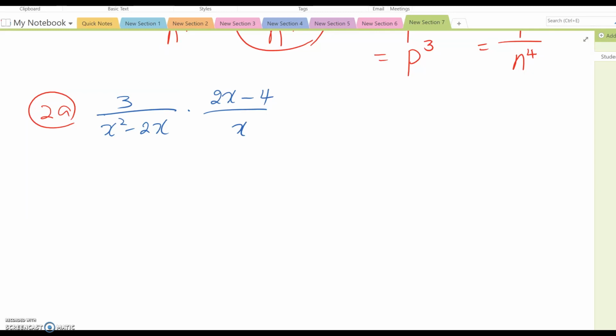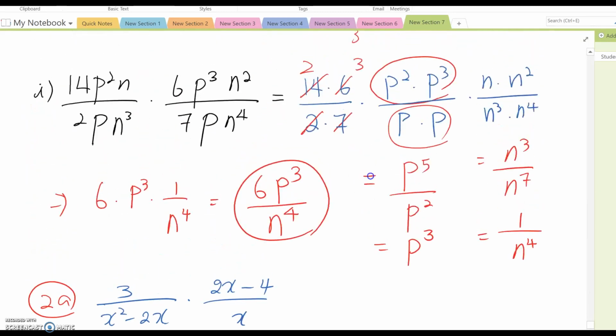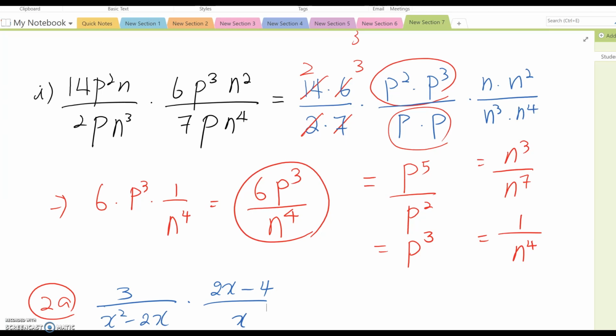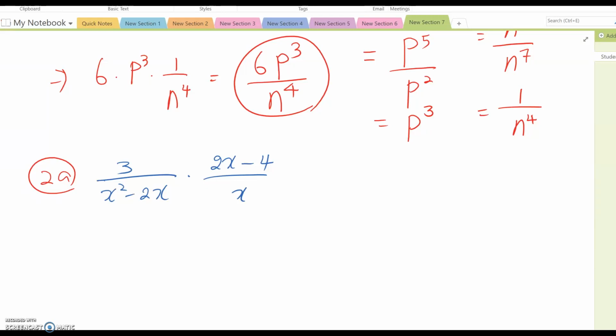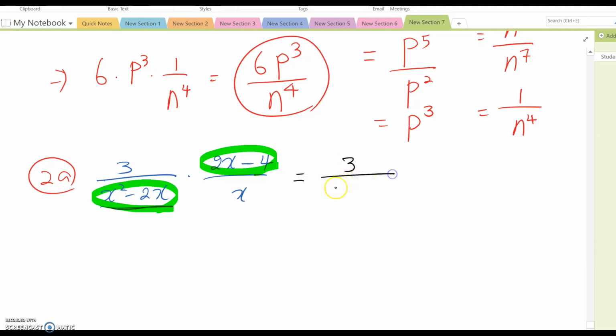Do you see the difference between this problem and the previous one? Yes, in the previous one, everything was multiplying and dividing, or the numerator and denominator were monomials. But in this case, we have at least two binomials here, which means it requires factoring first. So if you factor that, it becomes 3 over x times x minus 2, and 2 times x minus 2 over x here.